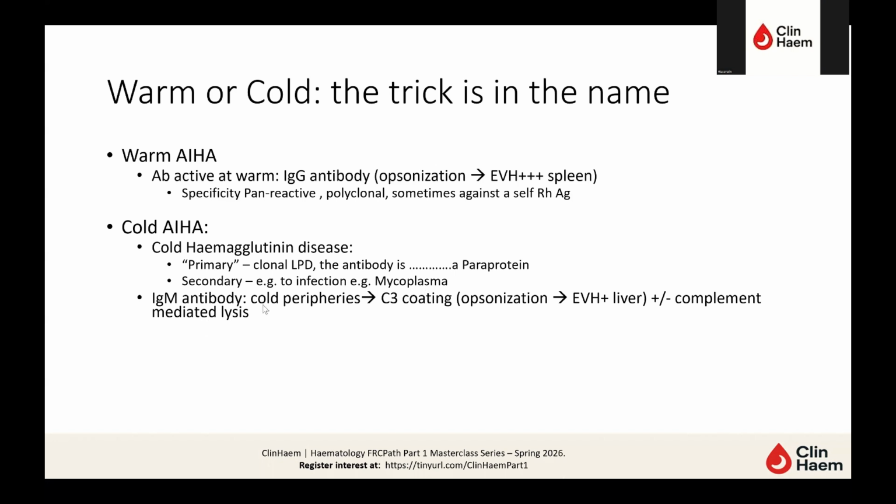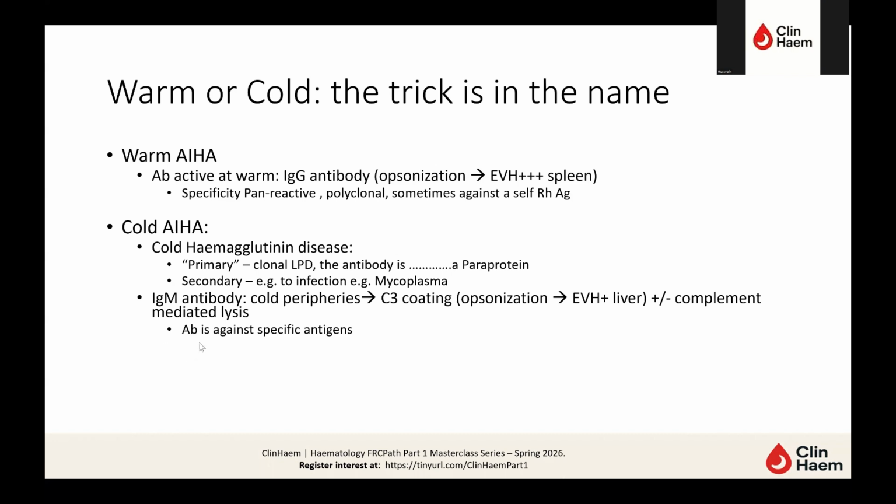IgM, what will happen is, in cold peripheries like the fingertips, the earlobes, or the toes, they will be activated and cause C3 loading, which will opsonize the cells and cause extravascular hemolysis, this time in the liver, because C3 is cleared in the liver, but not as severe as the warm one, because hardly ever is your temperature going to drop below 37, around about the 30s. It will also cause intravascular hemolysis by complement lysis. Again, normally the hemolysis in cold AIHA is not as severe as warm. But in, say, infections and exacerbations, because there's a complement surge, they can have an exacerbation of hemolysis when those triggers are there.